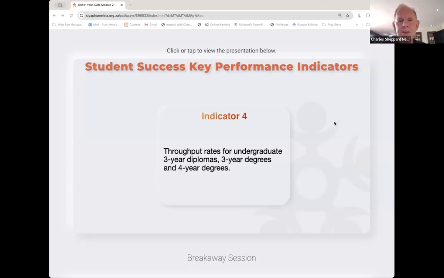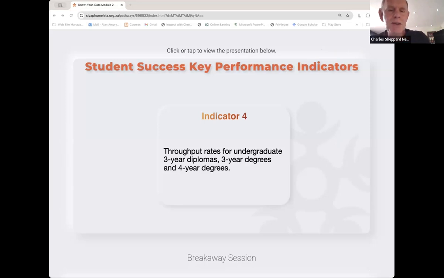And it also has NSFAS implications because they only get funded for minimum time plus 1 year. So one can track whether that has quite an impact, because it's quite a loss if students just needed another year to complete their studies and they drop out, and then you lose them.